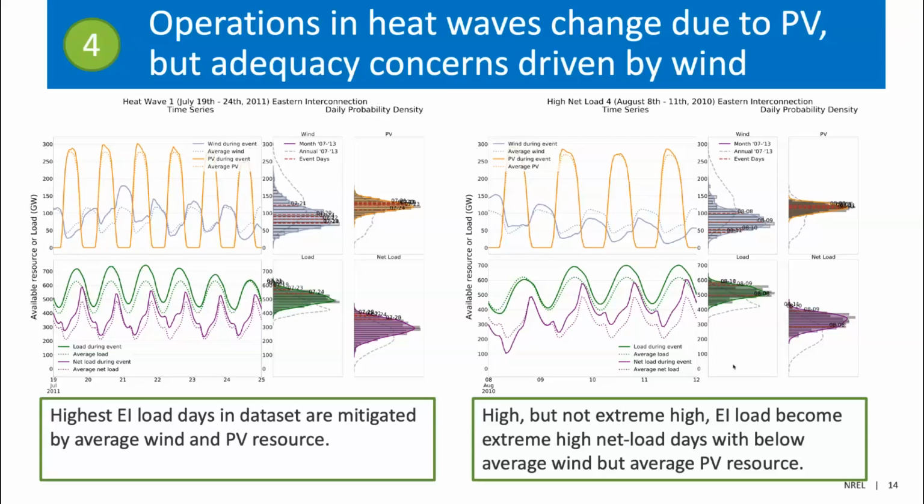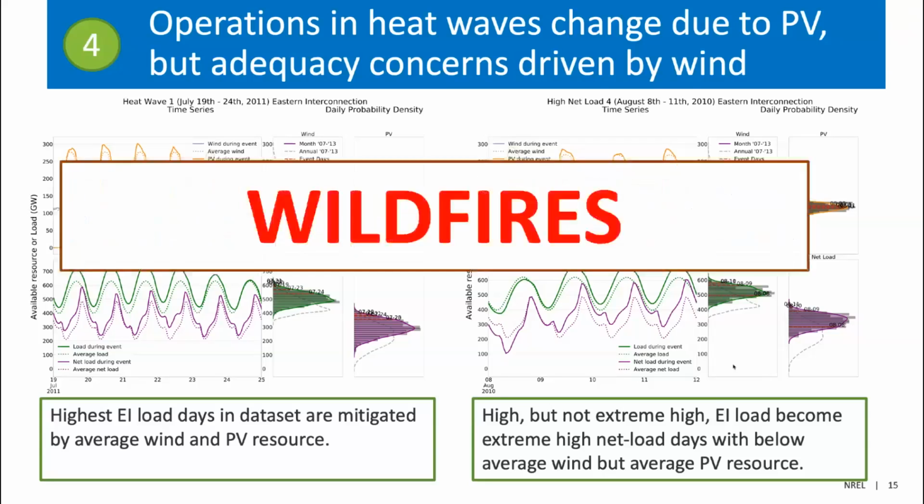So you do see periods of high load not being as concerning because actually wind is available, whereas there's other times where load isn't as high, but wind is not available, and so our net load is quite high during those cases. I'm going to make a big caveat here that we did not consider any wildfire events, which would definitely potentially impact the PV generation, in addition to other power system infrastructure.